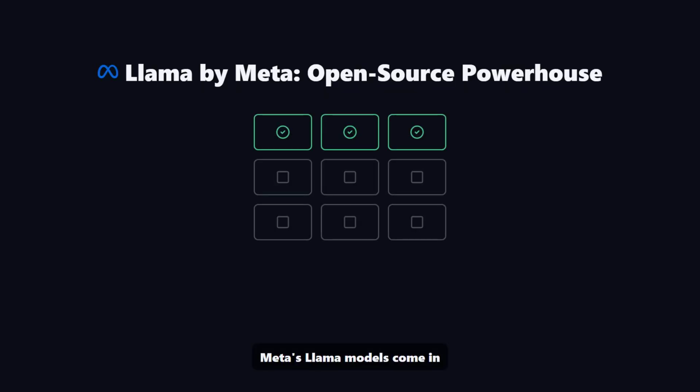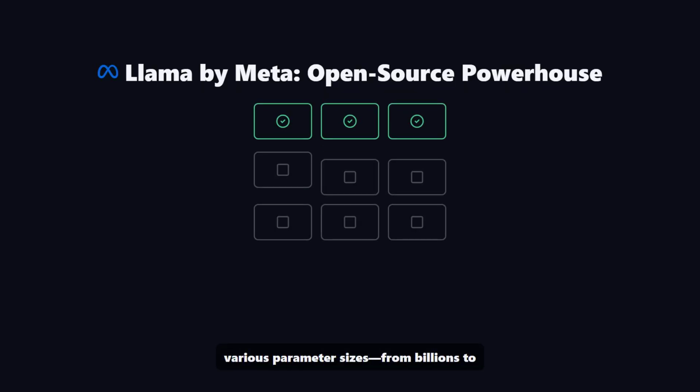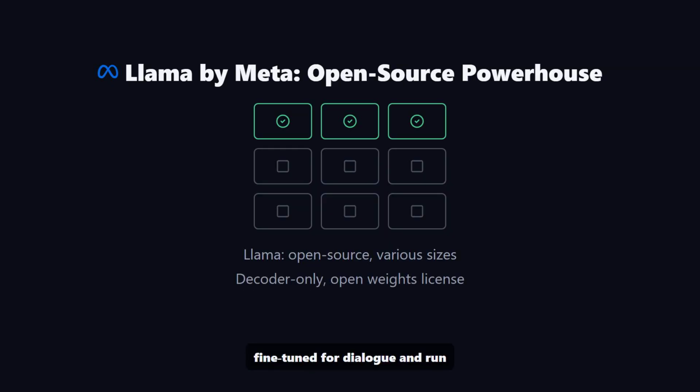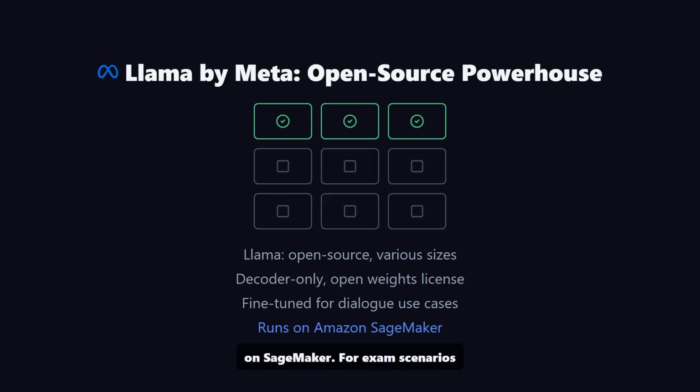Meta's Llama models come in various parameter sizes, from billions to tens of billions, all decoder-only and released with open weights. They're fine-tuned for dialogue and run on SageMaker. For exam scenarios asking about an air-gapped private chatbot, Llama is your go-to.